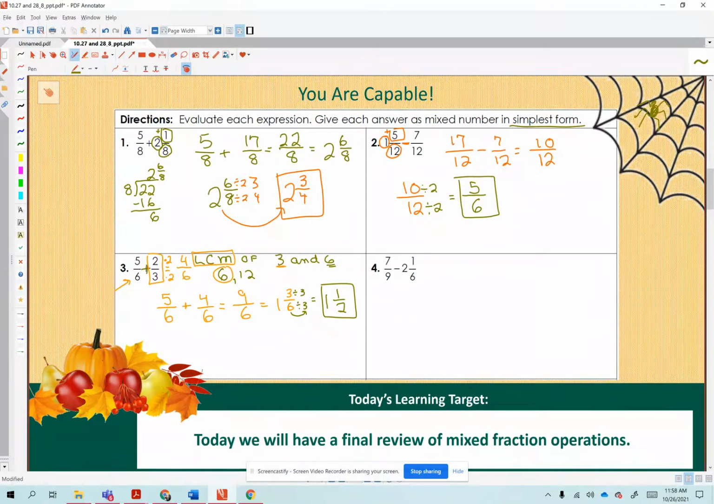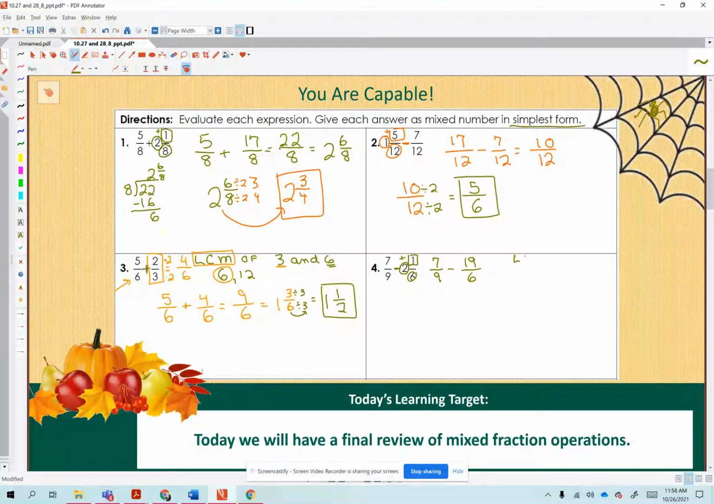So now on to number 4. Let's first check what operation we're doing. We're subtracting. We have 7/9 minus 2 and 1/6. So we have to convert 2 and 1/6 to an improper fraction. So we'll start with 7/9 minus 6 times 2 is 18, plus the numerator, one more, is 19 over 6.